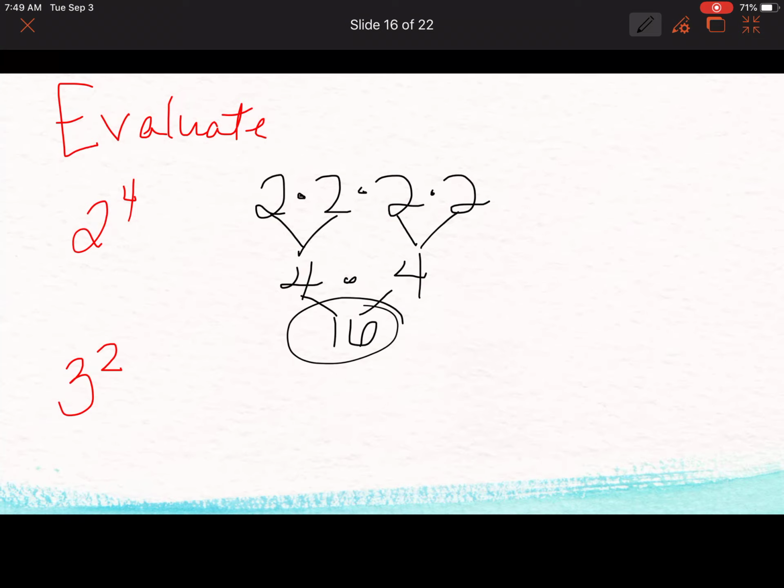So if I have 3 squared or 3 to the 2nd power, which is a great example, when you have something to the 2nd power, often people call it squared. So those terms are interchangeable. So 3 squared or 3 to the 2nd power means 3 times 3, and 3 times 3 is 9.